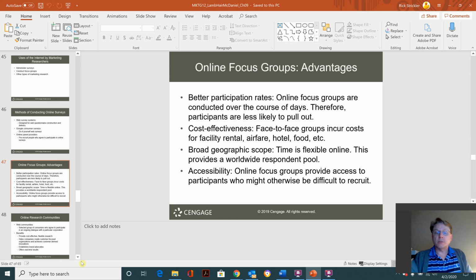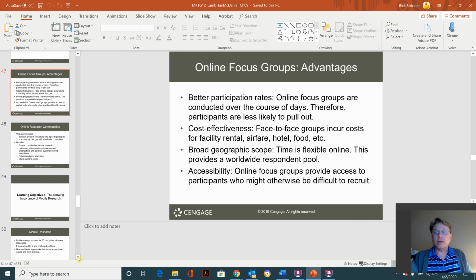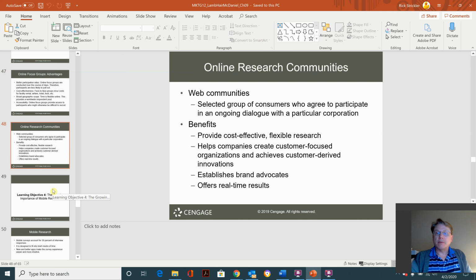You can do online focus groups, especially now where online is the way to communicate with people. So you could do it through FaceTime or Zoom or some other method, and do some focus groups. The advantage also with online focus groups is they could be in different geographic locations, just like we're in different geographic locations. So you're not hampered by getting people together when they can be in all the different places around the world. Benefits, of course: it's cost effective, establishes brand advocates, offers real-time results.